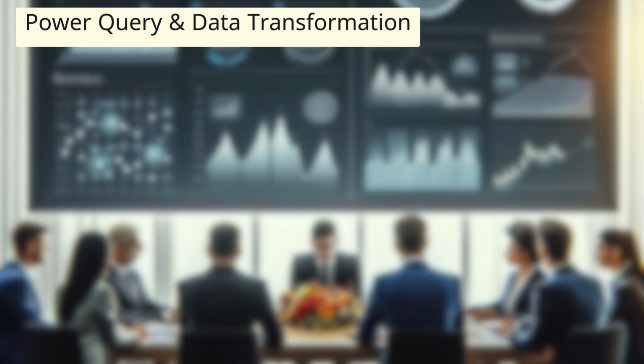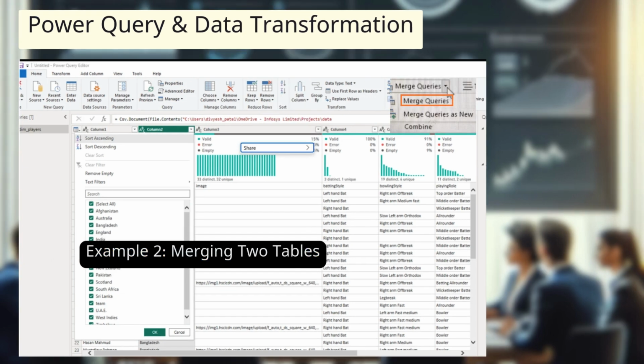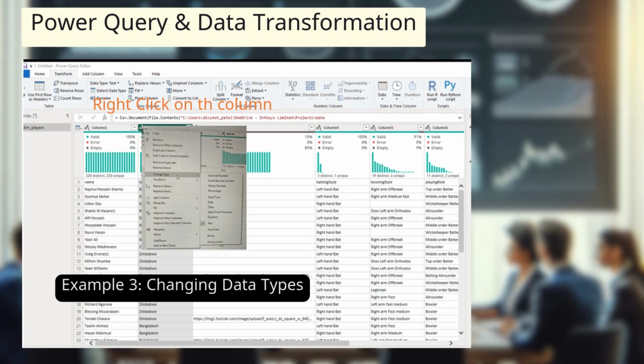Let's see some common data transformation tasks inside Power Query. Example 1. Removing null values. We often deal with missing data. In Power Query, simply select a column, go to Transform, and click Remove Empty. Example 2. Merging two tables. If we have sales data and customer data in separate tables, we can use Merge Queries to create a relationship between them. Example 3. Changing data types.